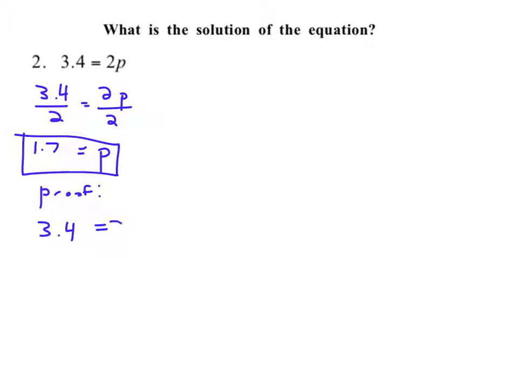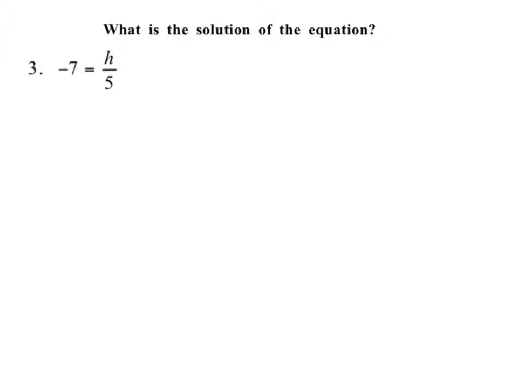3.4 equals 2 times p. 3.4 equals 2 parentheses 1.7. 1.7 times 2 indeed equals 3.4, so 3.4 equals 3.4. Check. One more.